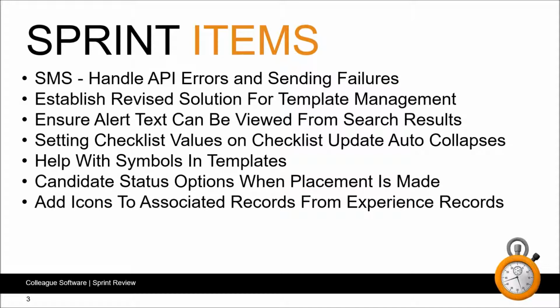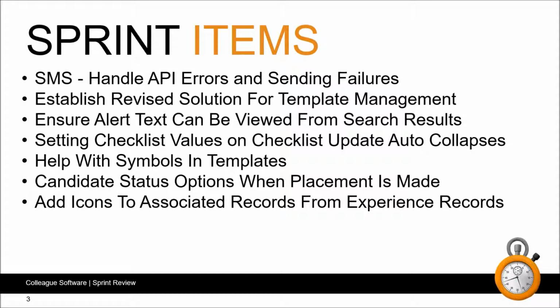Moving on to some bug fixes. We've made an update to ensure the alert text can be seen correctly from within search results and selection screens. There was an issue with checklists auto-collapsing on update, which we've now resolved. When symbol characters were used in emails or letters and the form was set to preview, this showed the HTML equivalent text rather than the symbol. This has now been resolved.